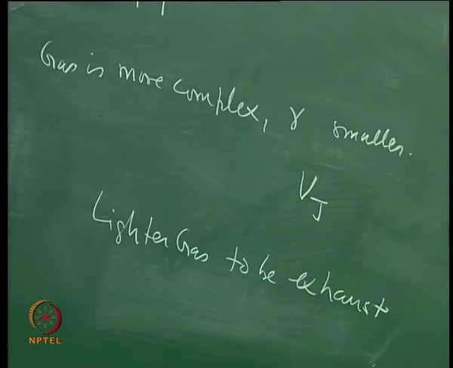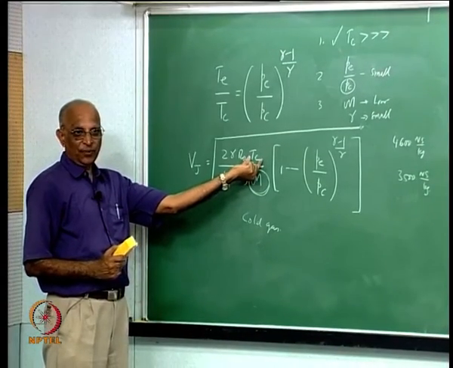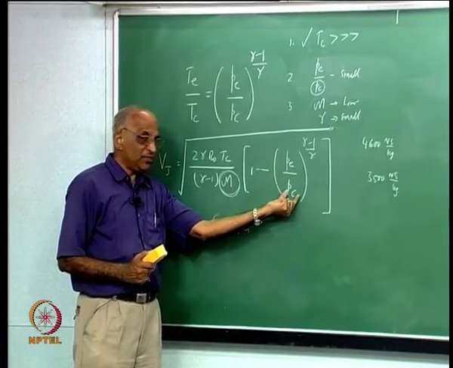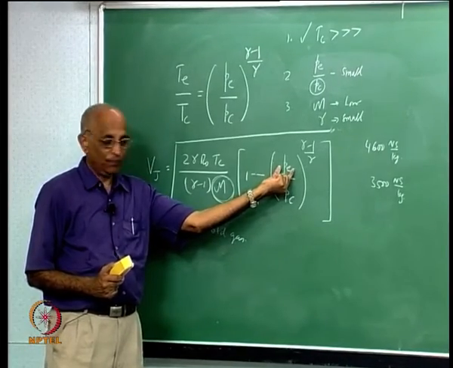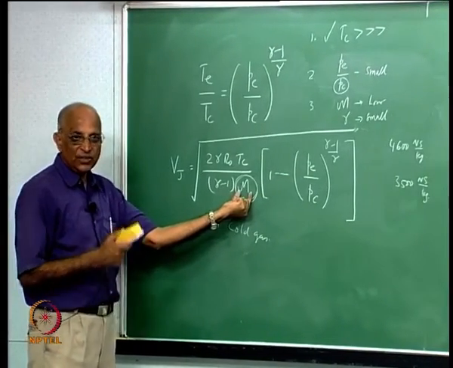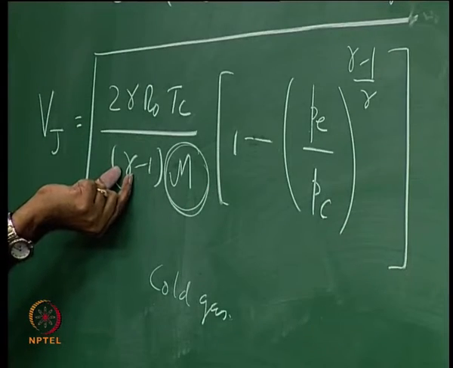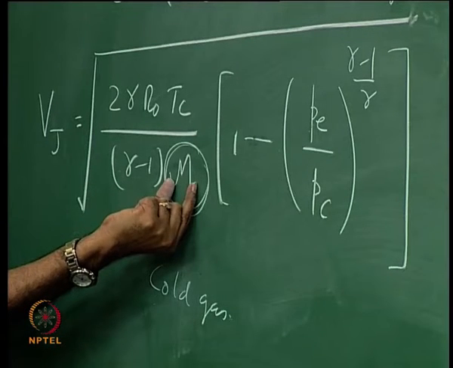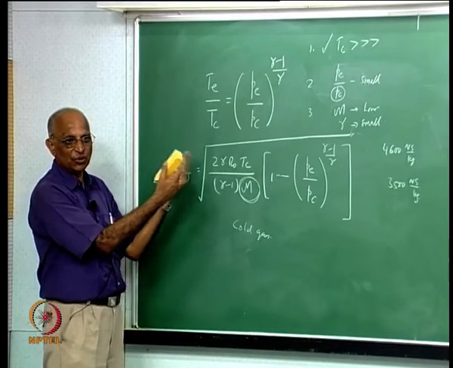Maybe I will just repeat the four salient conclusions which I draw from this particular jet velocity equation. What were the things? Well, the temperature of the gases must be as high as possible. The ratio of PE by PC must be small, or rather the ratio of the chamber pressure to the exit pressure must be as large as possible. Third, the molecular mass of the gas which is coming out must be as small as possible. Last, we would like gamma to be small, but this contradicts the requirement of a small molecular mass, and therefore we do not really pay so much attention to gamma. Well, these are the conclusions which we draw from this equation.